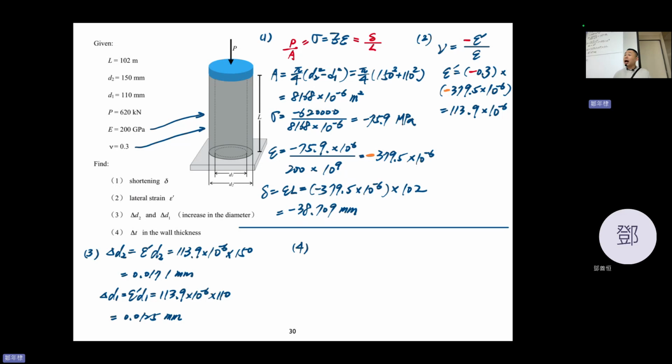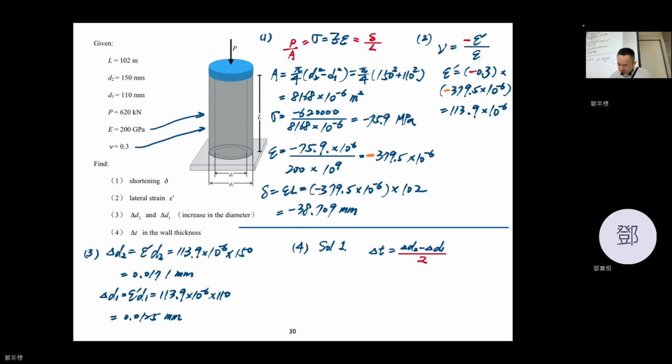Next is also fun. The next one is delta T, the change in the wall thickness. Solution one. Delta T means delta D2 minus delta D1. Oh, is that correct? No, let's take a look, because we need to divide by 2. Why? Let's take a look.